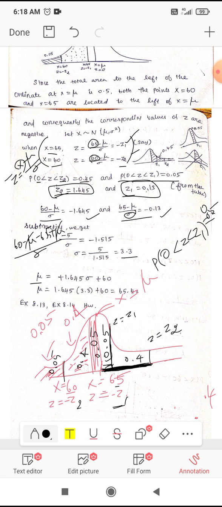So we can get the value of sigma, and we can substitute into either of these two equations to get the value of mu. So our standard deviation sigma is 3.3 and our mean height is 65.42. That's all for the question. Thank you.